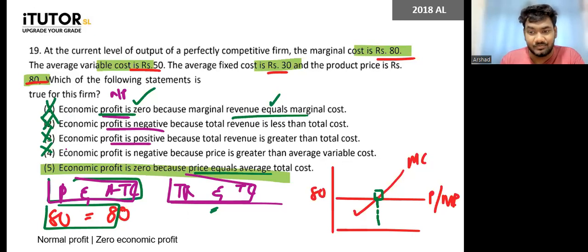That's a good question. What do we call it when economic profit is zero? Normal profit. When economic profit is zero, you can say the firm is earning a normal profit. Okay. Moving to the next.